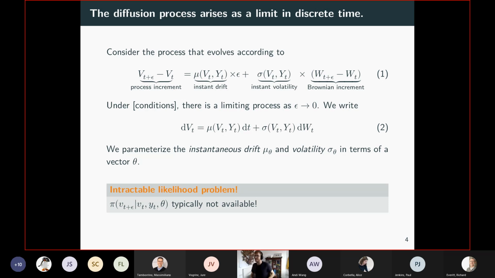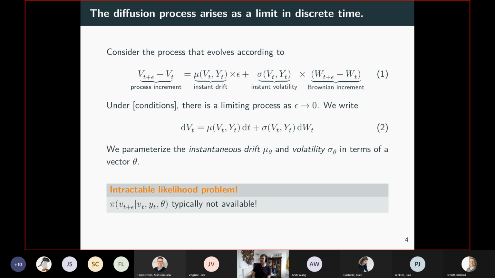Under appropriate regularity conditions that I'm not going to torture you with, there is a limiting process if we take the time increment to 0. That process is commonly described in the form of an SDE, which is equation 2 here. That's just an infinitesimal version of equation 1. In that description, the process is characterized by an instantaneous drift function mu and an instantaneous volatility function sigma. In what follows, I'm going to parameterize those in terms of vector theta.